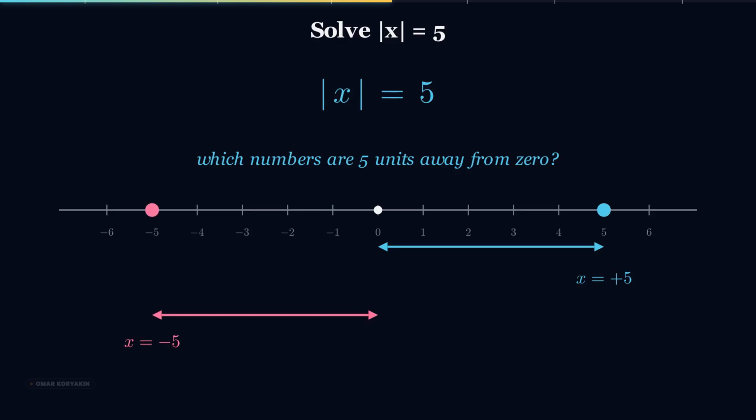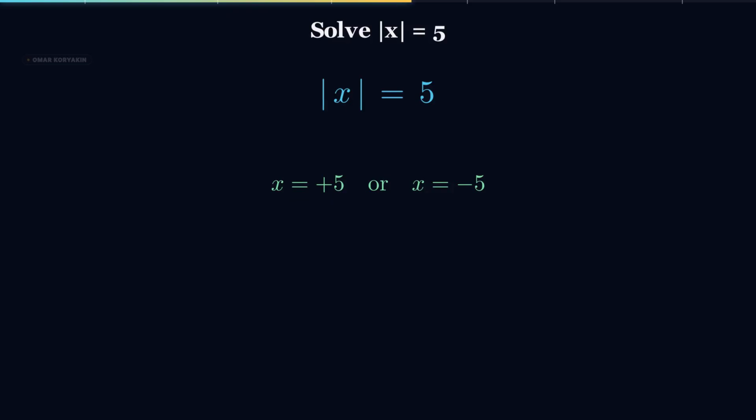Second answer. Move 5 units to the left of 0 and we land on -5. A pink dot appears at -5 and a pink double arrow shows the 5-unit jump from 0 in the leftward direction. The label below says x equals -5, which is the second solution. Both points are exactly 5 units from 0, so both satisfy the original equation. So the full answer is x equals +5 or x equals -5.